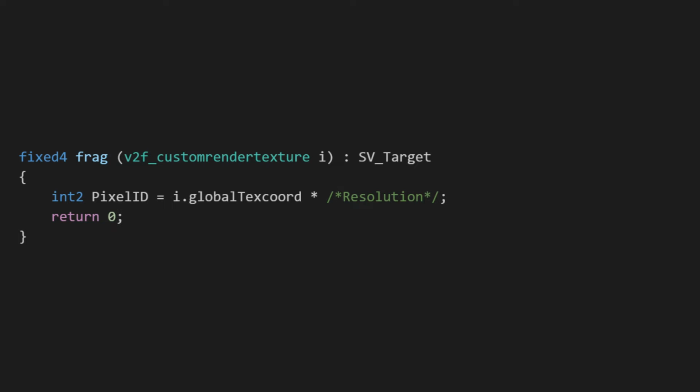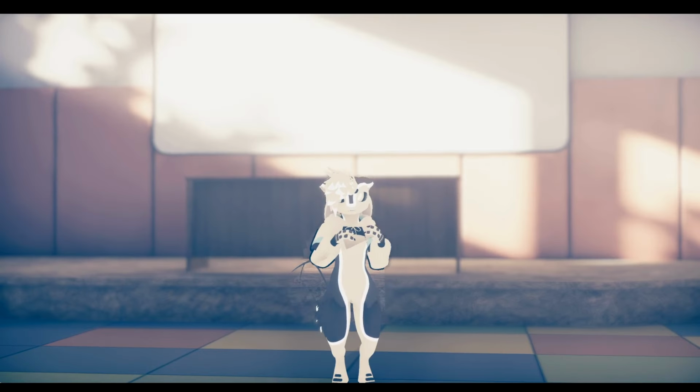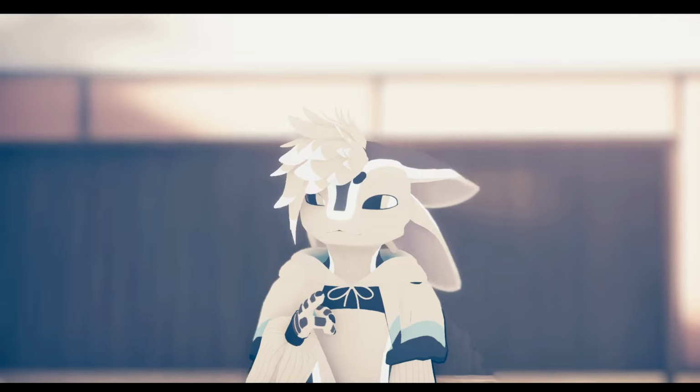So multiply the global coordinates by the x and y axis of the custom rendered texture's resolution. Next up, test that everything looks correct by returning the sound array with the index being the x-axis of the coordinates we calculated. If you did everything correctly, your output should look like this. Now with everything set up, we can start by getting the frequency domain.